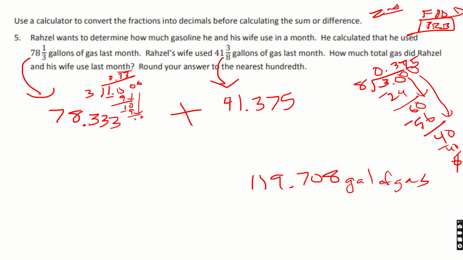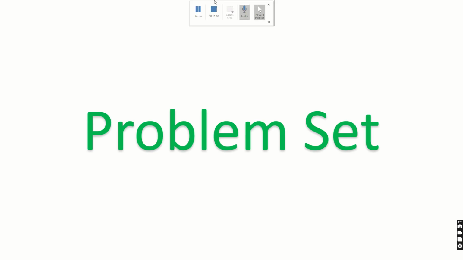And remember, in my class, I want 3 decimals. It says round to the nearest hundredth. Hundredth would be 2 decimal places. So in this case, rounding to that, it would be 0.70. And then this is the second number, so we would look at that. 8 is 5 or higher, so that would be 119.71 gallons of gas that they used in total last month. And we are on to the problem set.